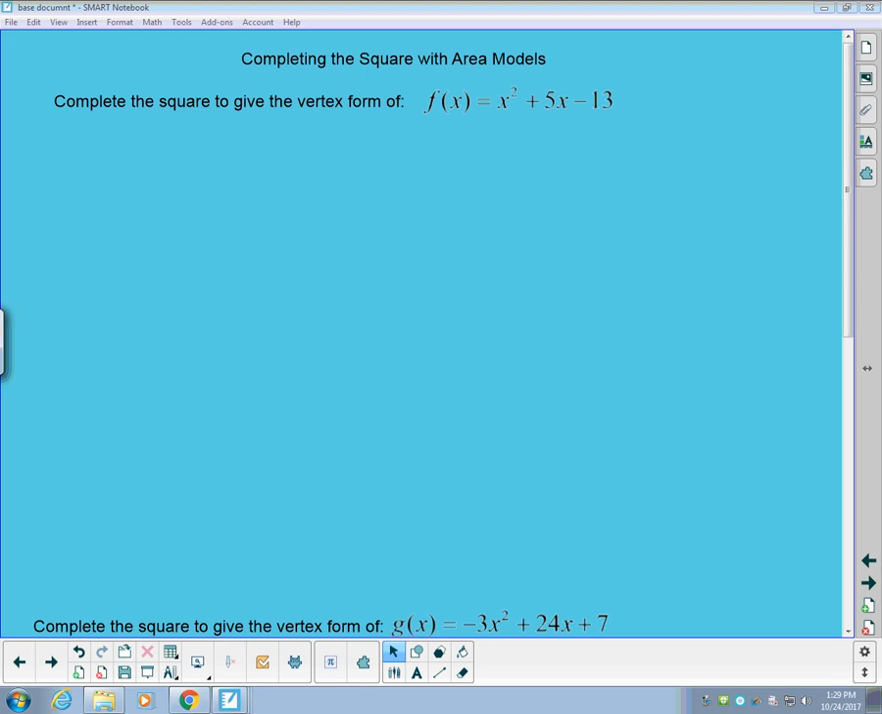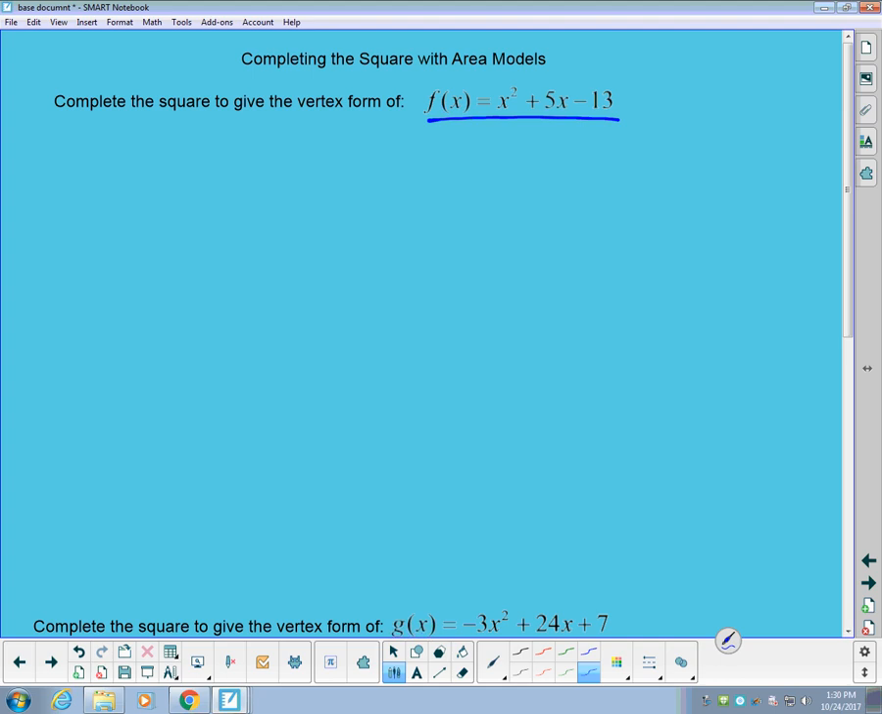All right, welcome back. On this video, our plan is to show how we can use the area models to do a process called completing the square. It's the kind of thing that we want to do if we want to get a quadratic that is in its standard form into the vertex form. So we'll start out with this one right here, f of x equals x squared plus 5x minus 13.